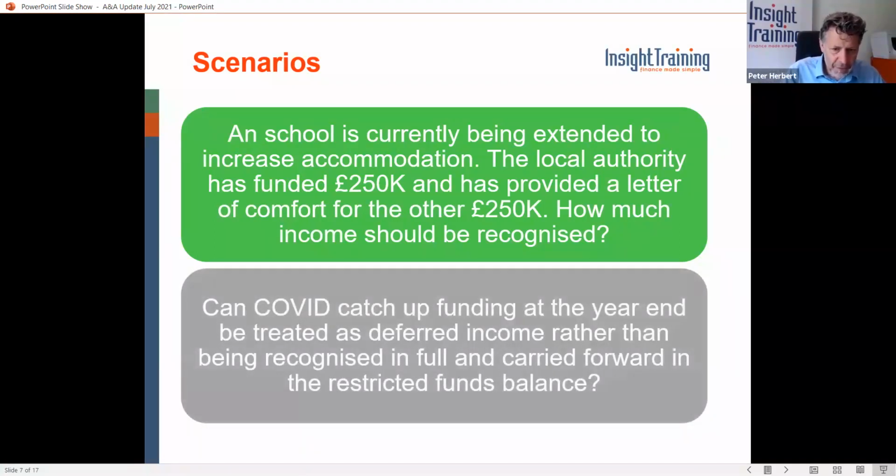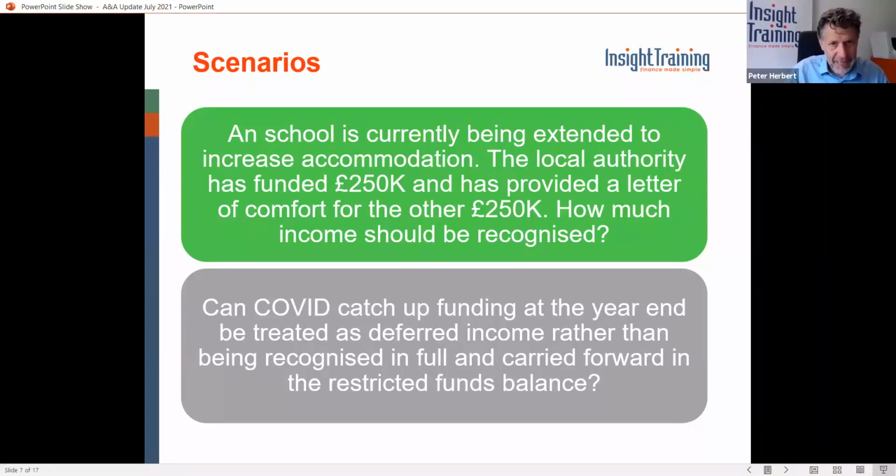Can COVID catch-up funding at the year end be treated as deferred income rather than being recognised in full and carried forward in the restricted funds balance? I think the principle here is very similar to the previous example. The sense I've got in terms of COVID catch-up funding is that where you received it in the current year, but not spent it in the current year, you can absolutely roll it forward and spend it in the following year. And therefore, on that basis, I would say it will be current year income and restricted rather than deferred income.